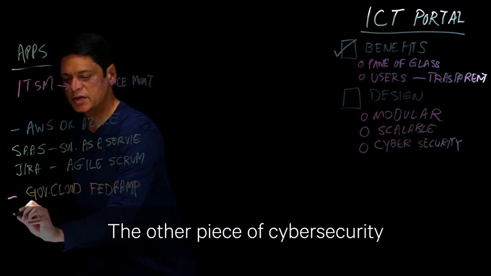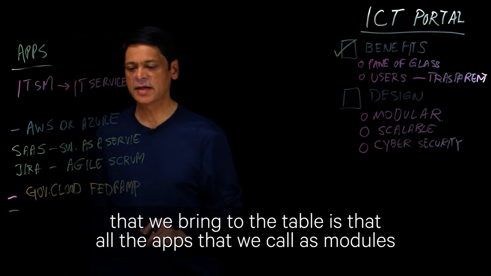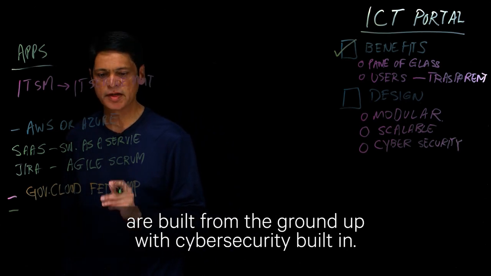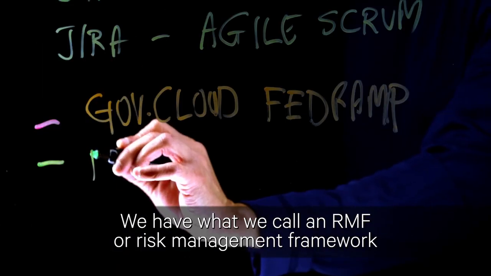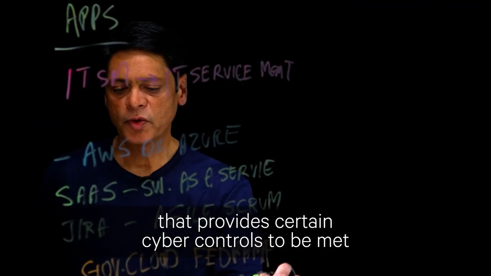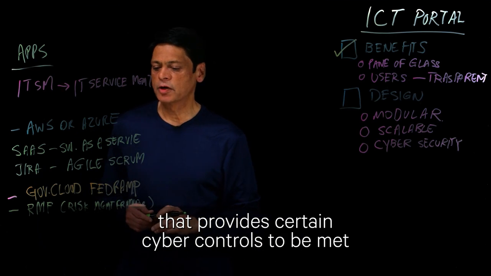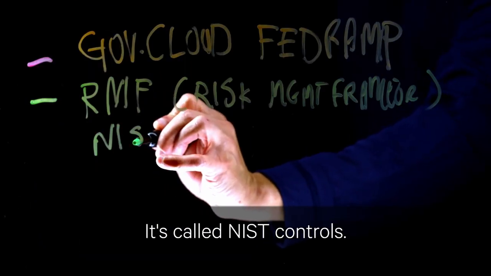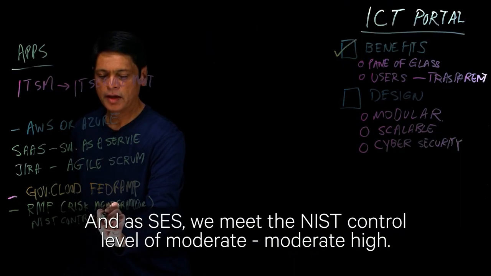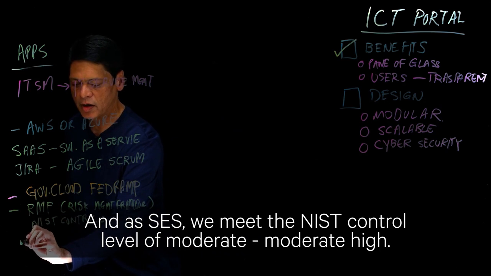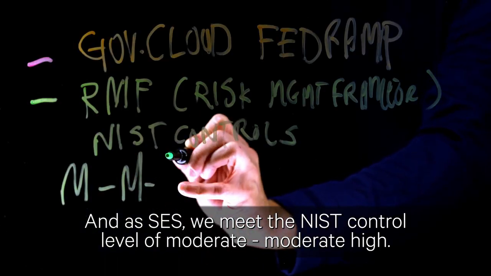The other piece of cybersecurity that we bring to the table is that all the apps that we call modules are built from the ground up with cybersecurity built in. We have what we call an RMF or risk management framework that provides certain cyber controls to be met as you design the architecture. It's called NIST controls. And as SES, we meet the NIST control level of moderate, high.